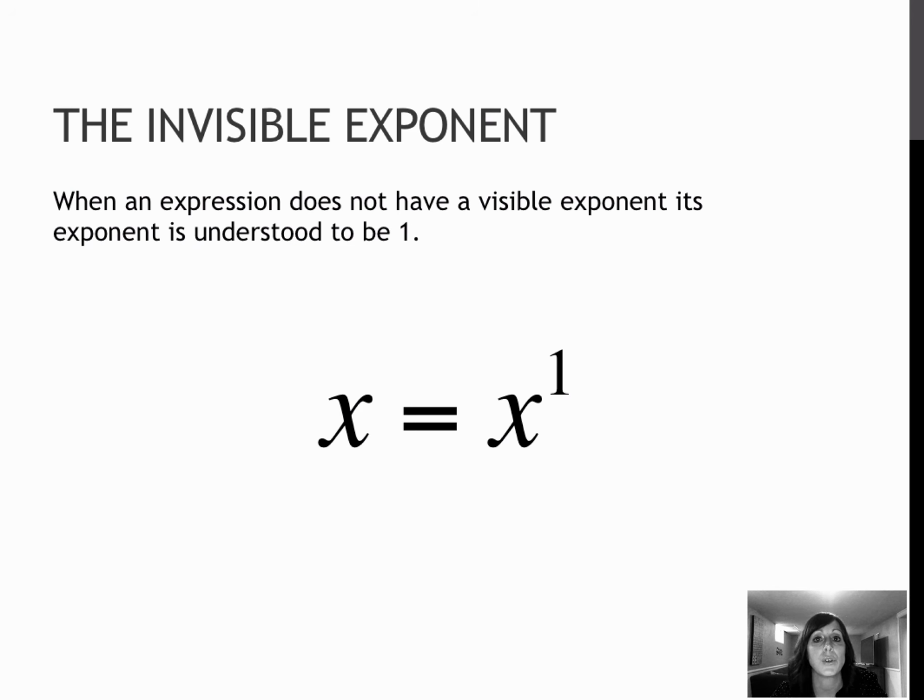Also keep in mind that if there is no exponent listed or visible, then the exponent is 1, which will come into play later.